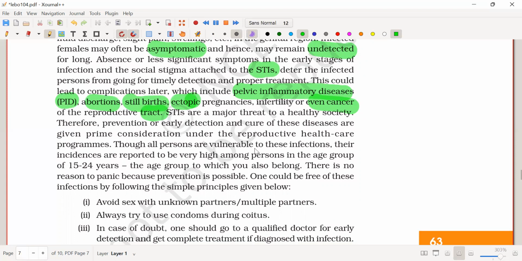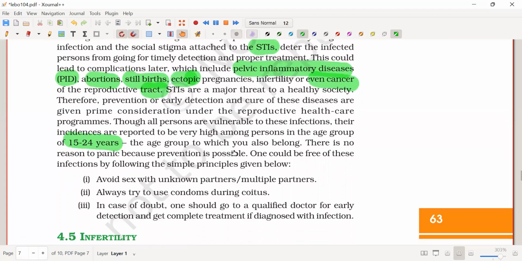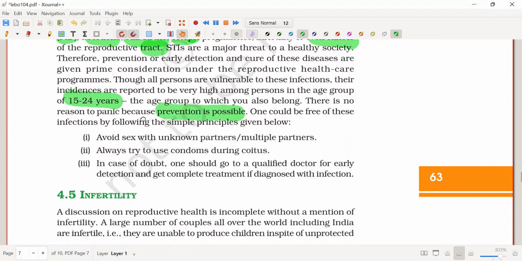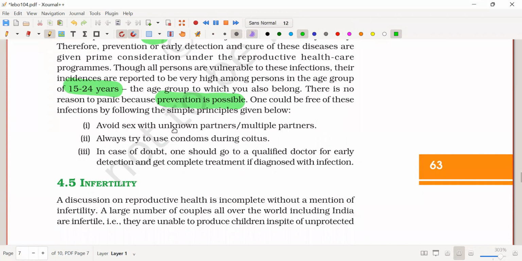Though all persons are vulnerable to these infections, their incidences are reported to be very high among persons in the age group of 15 to 24. The age group to which you also belong. There is no reason to panic because prevention is possible. One would be free of these infections by following the simple principles given below.